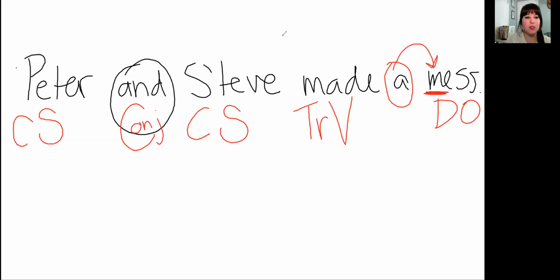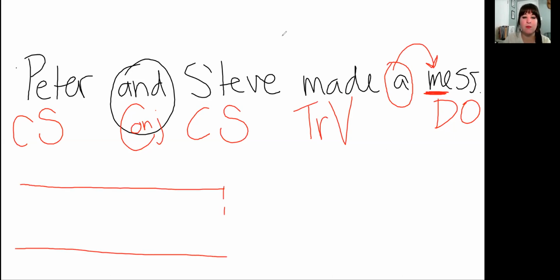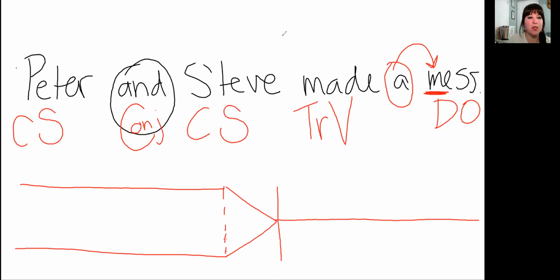All right, so let's diagram this. Peter and Steve made a mess. Now remember, some of you call this a pencil diagram, which is totally fine with me. And you go through right here. You're going to put your little lines here. Remember that conjunctions always belong on dotted lines. So you're going to have a sentence like this. So we have Peter, because subject always goes on this side of the line. Subjects always go on this side of the line, no matter what. Predicates always go on that side of the line, no matter what. So even if it's compound, it's still going to go on the same side.